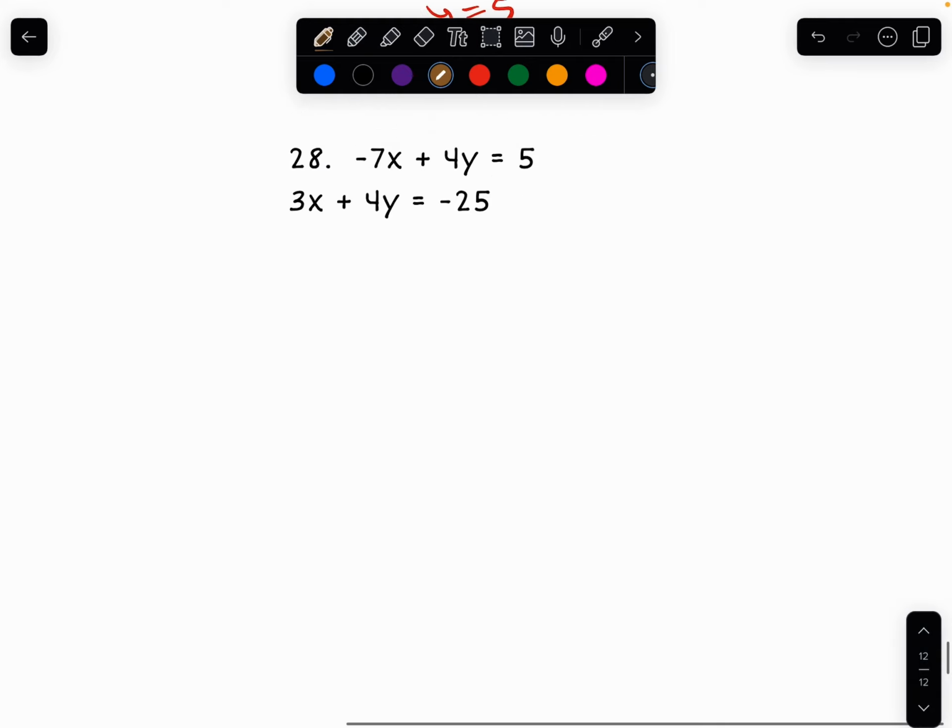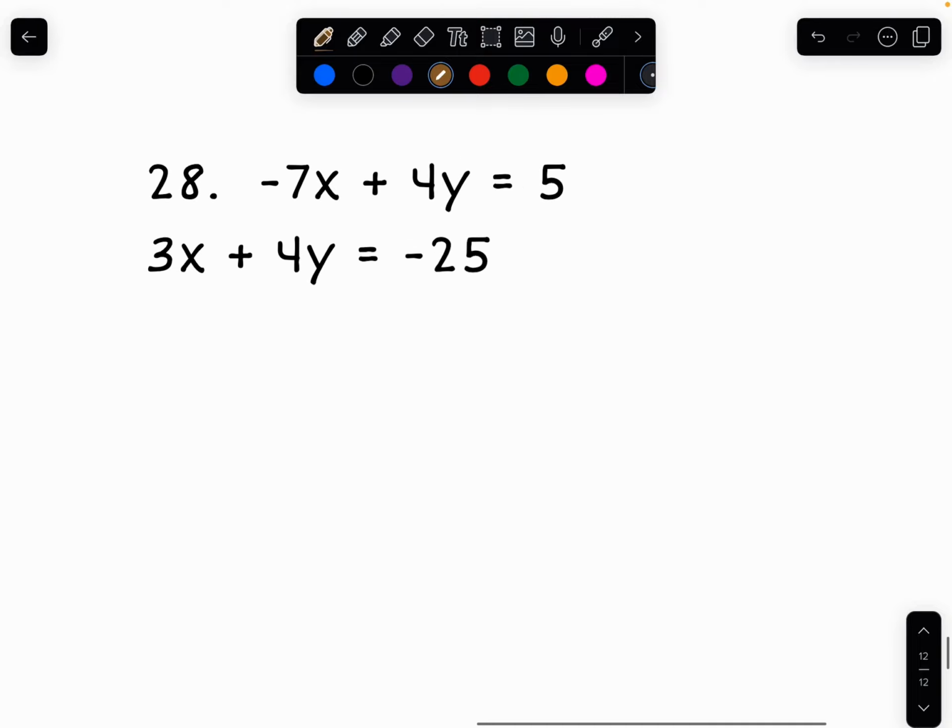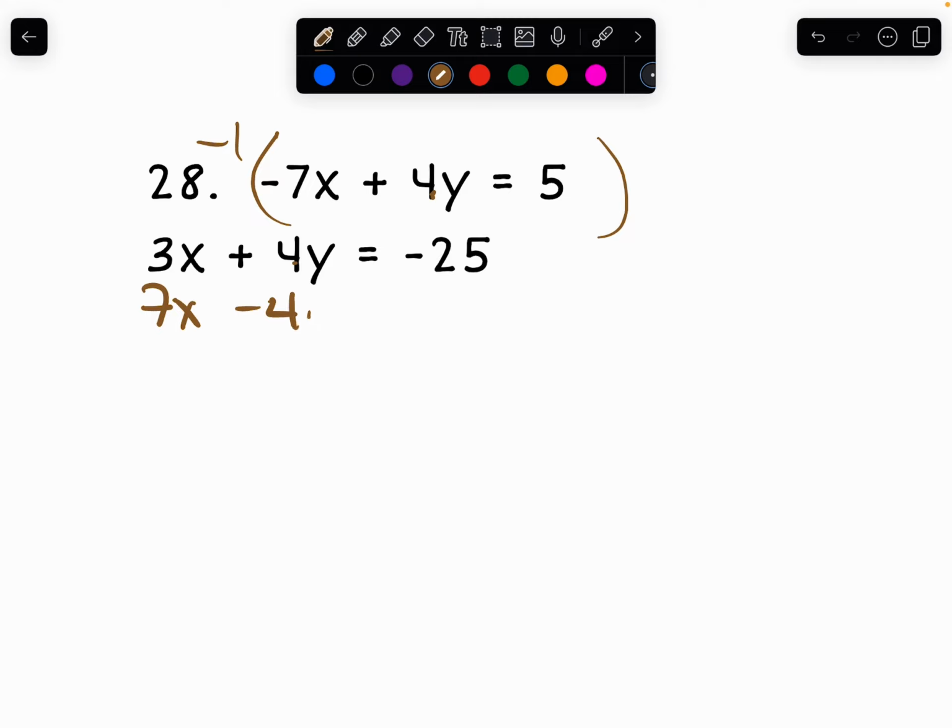And last but certainly not least, ooh, look at this. These are both 4s. I could just multiply this one. Oh, actually, I'm going to do the other one. I'm going to multiply this one by negative 1. Anybody know why I did that? It's so that I could just write the problem right underneath and not have to rewrite the whole thing again.